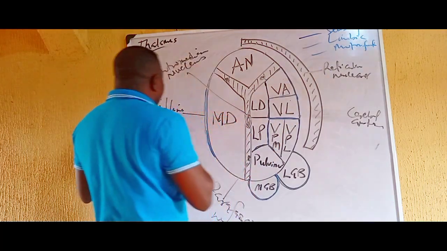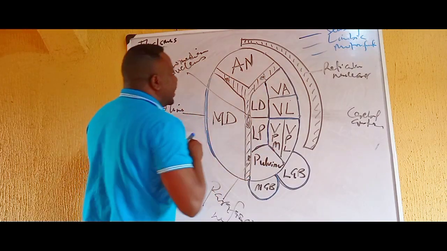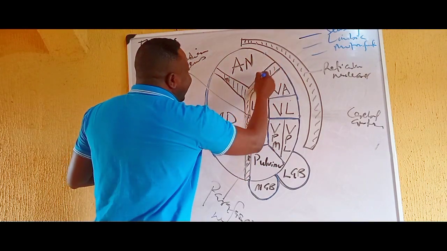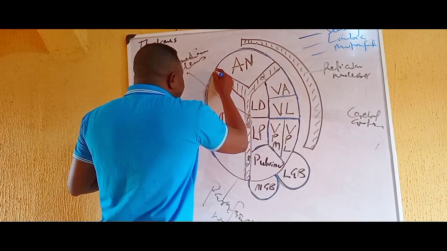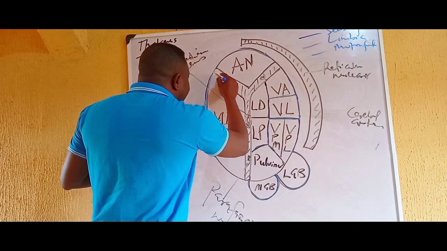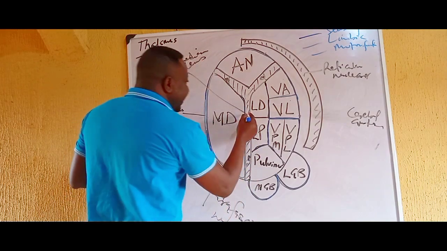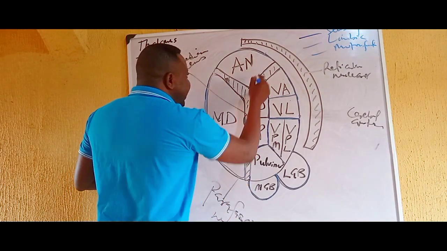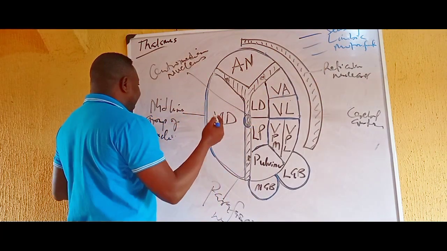Then, the nuclei that are actually involved in the limbic function of the thalamus are the anterior thalamic nucleus, the medial dorsal nucleus, and of course, the centromedial nucleus. These particular nuclei are actually involved in the limbic function of the thalamus.